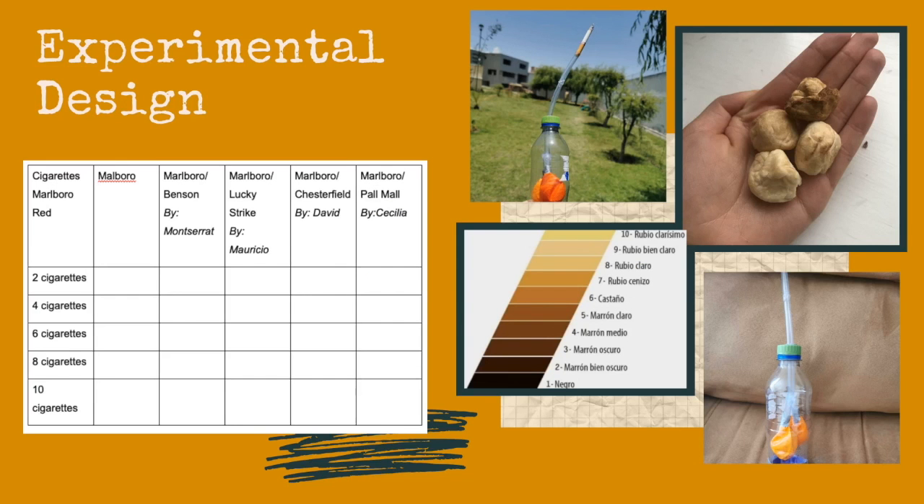Experimental design. As we can see for the experimental design, we built a table with all the brands of the cigarettes and the number of the cigarettes that we are going to measure. We measured every 2, 4, 6, 8, and 10 cigarettes in order to see the coloration of the cotton, and we measured the coloration of the cotton with the yellow scale that we can see in the image.